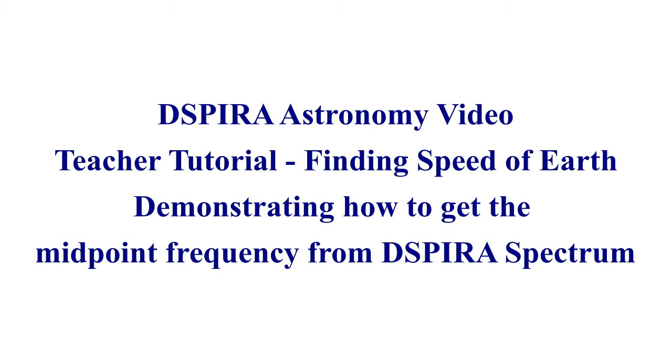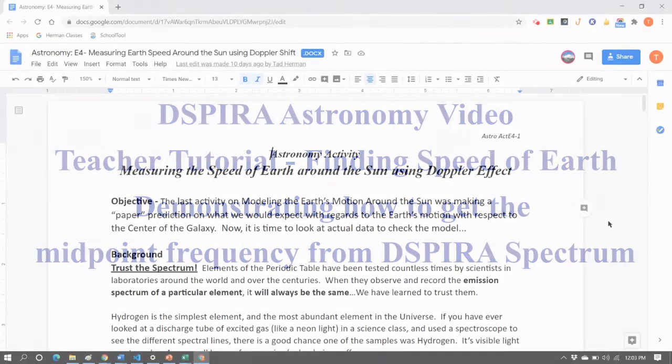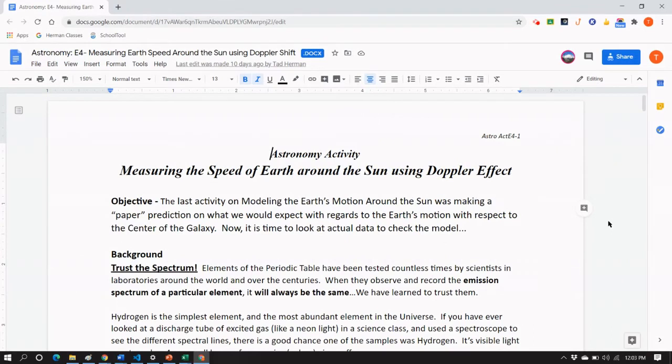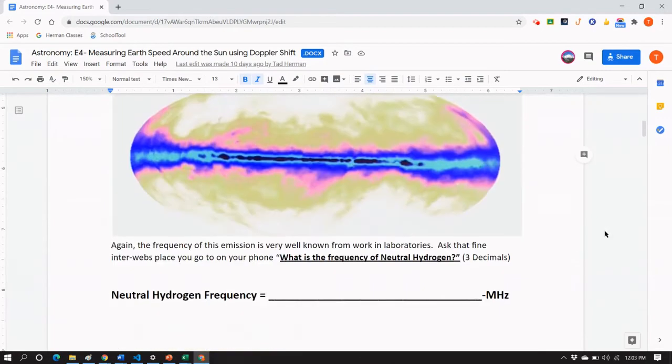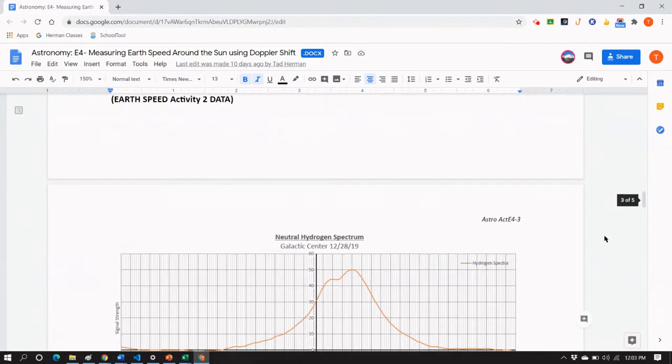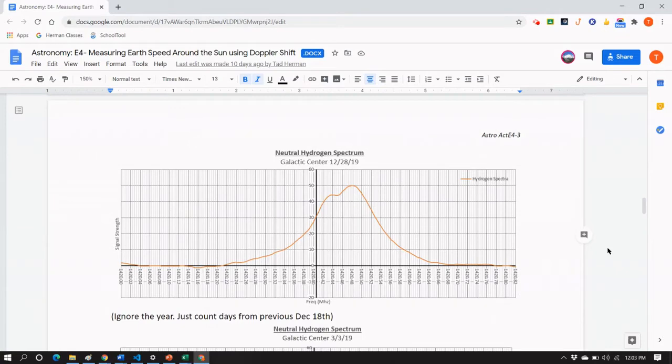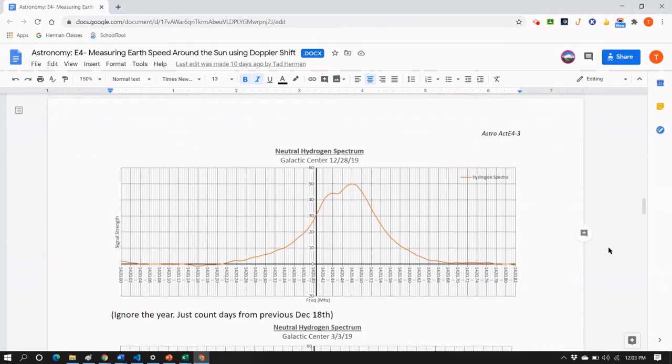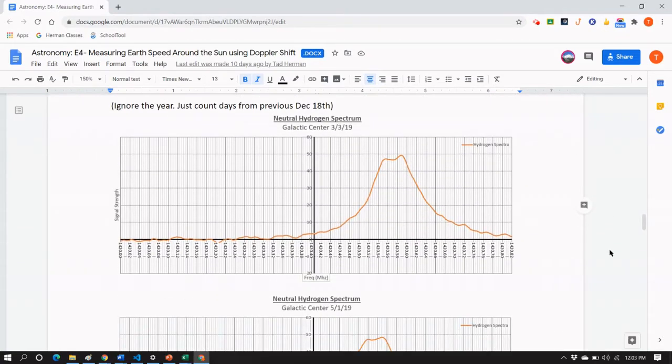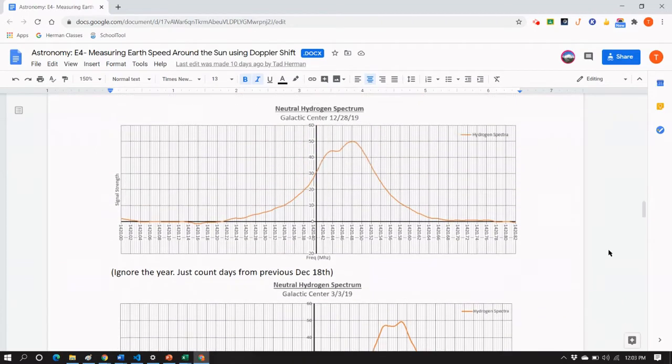This one is a companion video to go along with the astronomy activity, measuring the speed of the Earth around the Sun using the Doppler effect. In this activity, the students are actually given data from the DSPIRA Horn radio telescopes previously taken by DSPIRA teachers. We can see there's a data set of 6 graphs down here. So this is going to be asking the students to determine the center frequency of these different dates, and then do some math work with that.